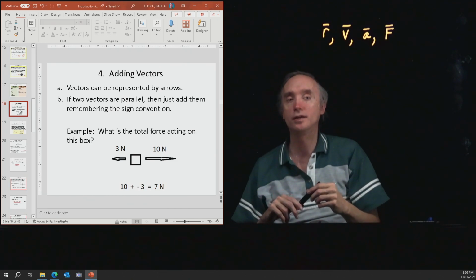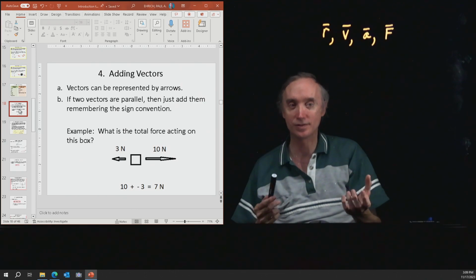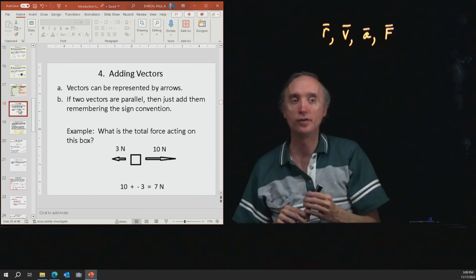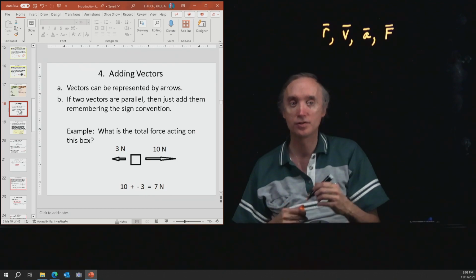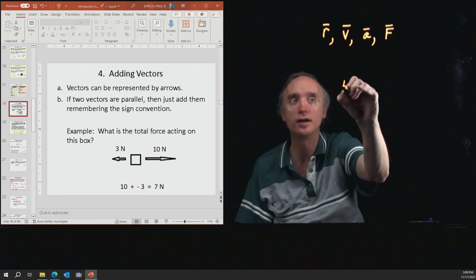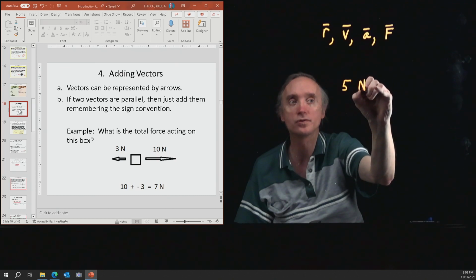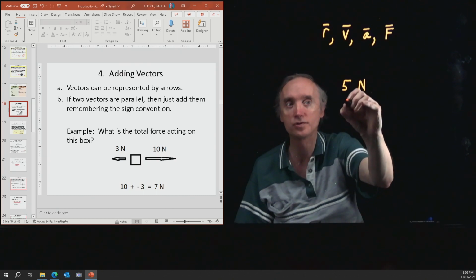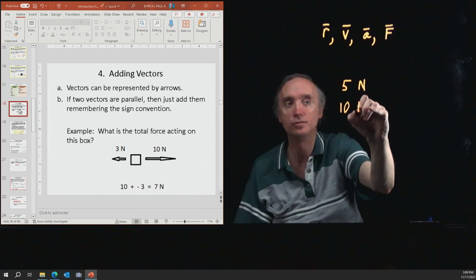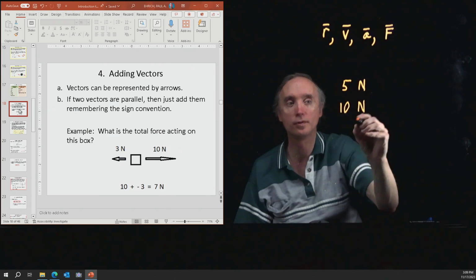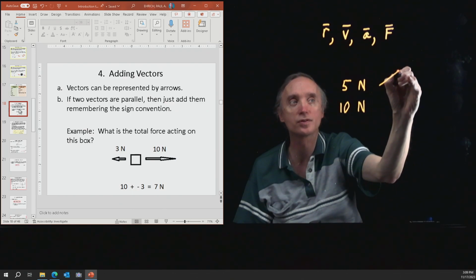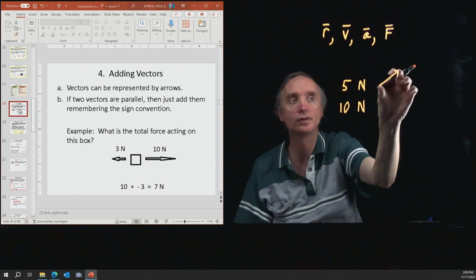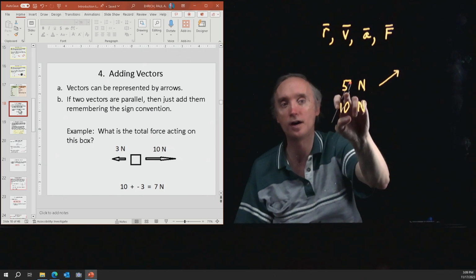So the next thing is, how do we represent a vector? A vector can be represented with an arrow. The length of the arrow tells you the magnitude. Let's say that you've got a 5 Newton force and you have another force that is 10 newtons. How would you represent them? Let's say that the 5 Newton force is an arrow that looks like this. It has a certain length, and that corresponds to 5.